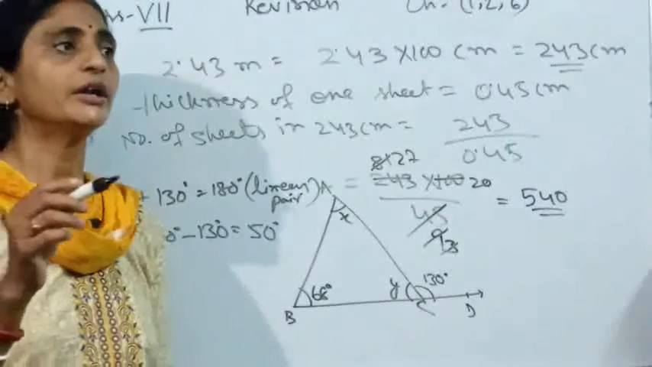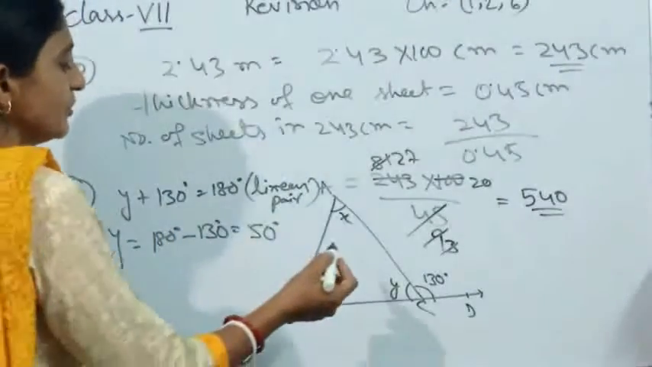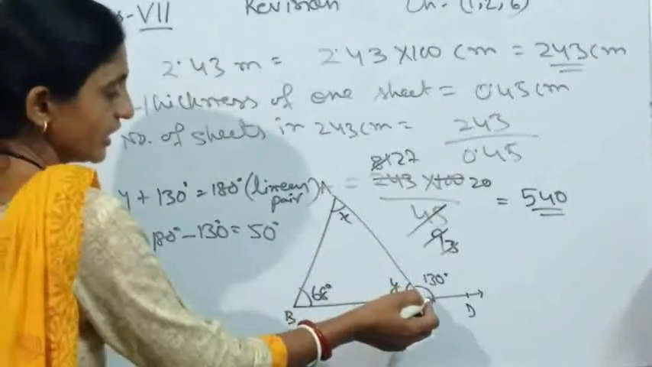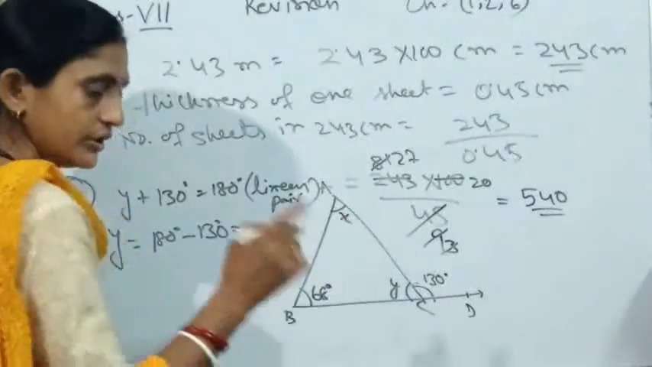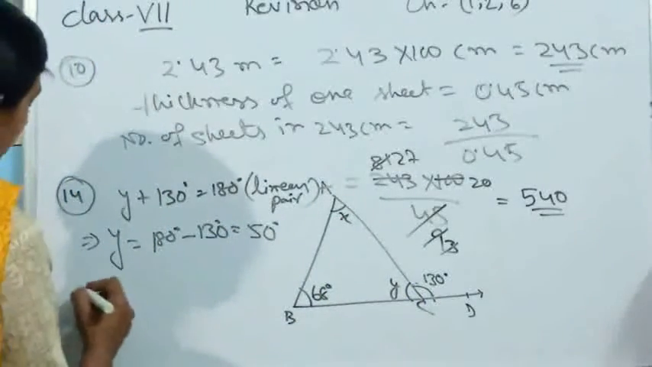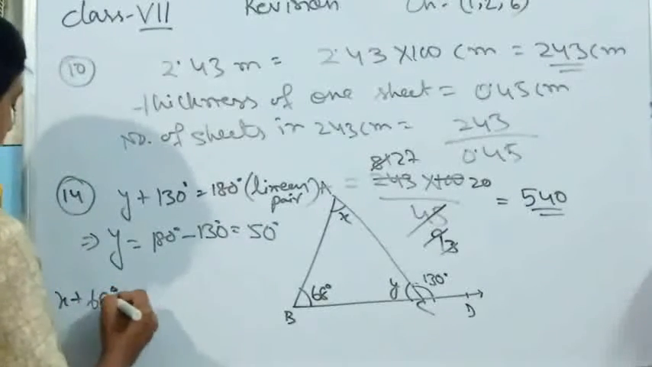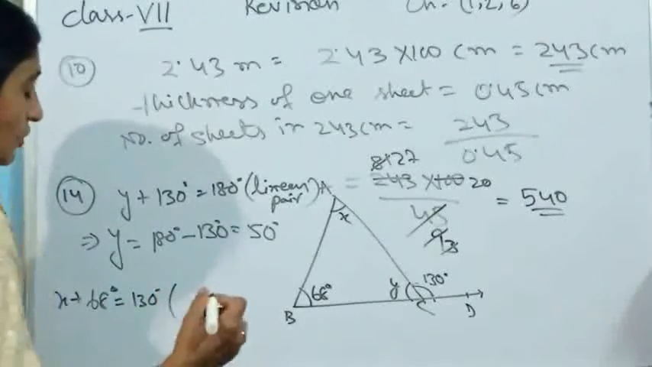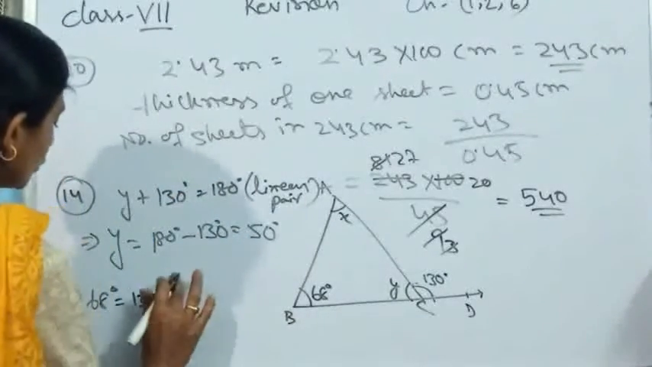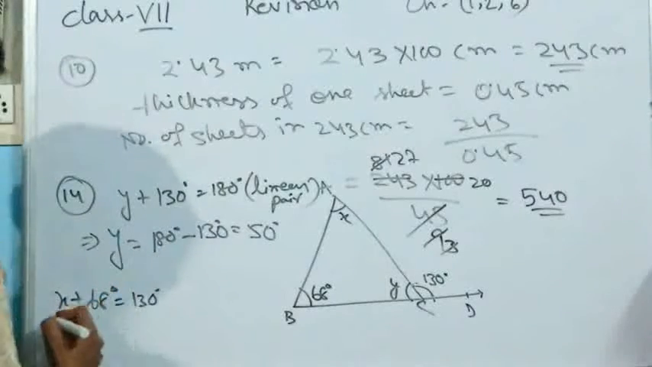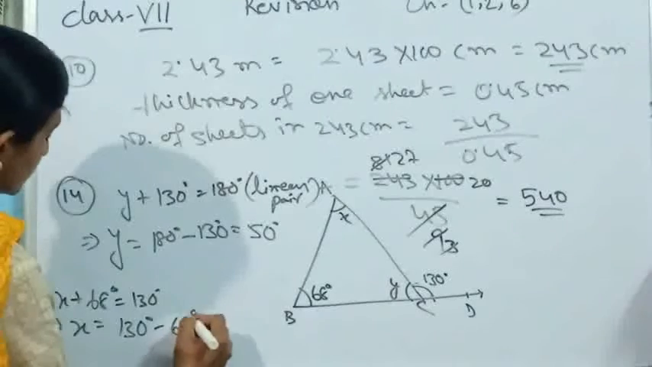The sum of the interior angles will be equal to the opposite exterior angle. So if I am considering this as the exterior angle, it will be equal to the sum of these two. So here we can write x plus 68 degree equal to 130 degree. How? Because the sum of the opposite interior angles is equal to the exterior angle. I am not going to write this one, you can note it down. So x equals 130 degree minus 68 degree.